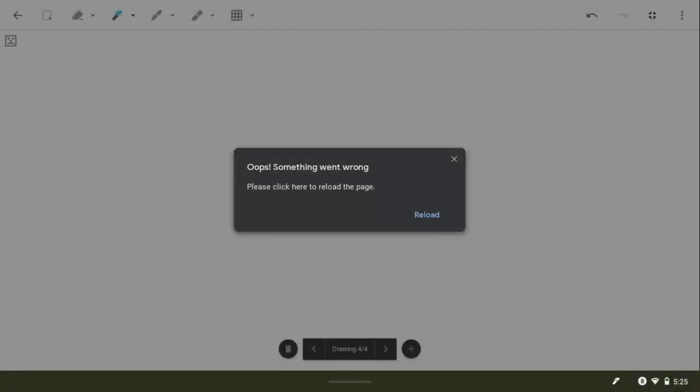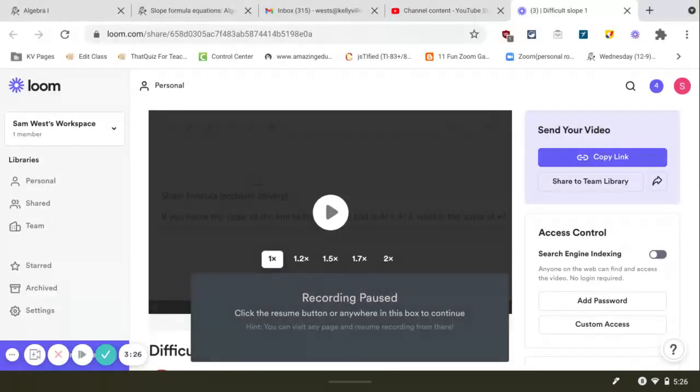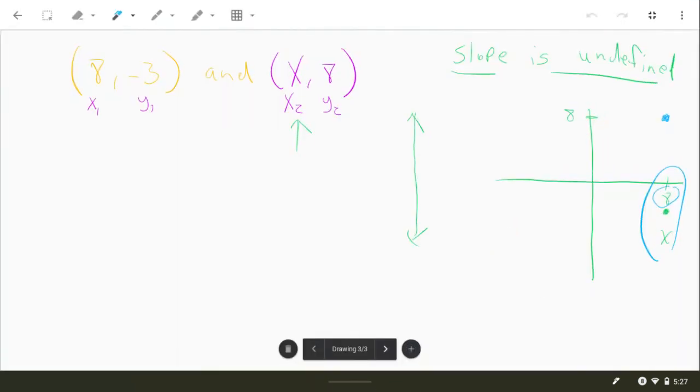The other way that you could, whoa, what happened to the screen. All right. Yeah, I must have tilted it and it went away.